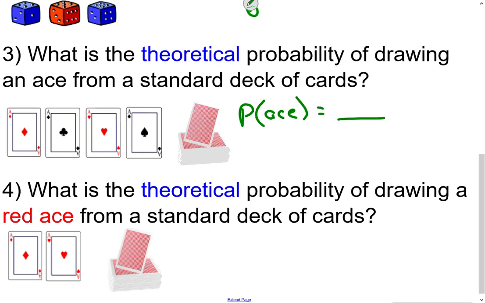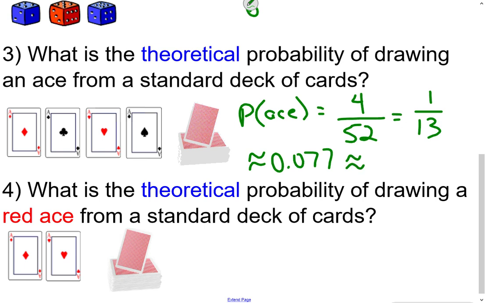Well, I see that there are 4 aces in the deck. Now this goes back to, do you know a little bit about a standard deck of cards? If you do, you know that there are 52 cards in a deck. Now if I simplify this fraction, 4 over 52, those are both divisible by 4. 4 divided by 4 is 1. 52 divided by 4 puts us at 13. So as a fraction, my probability is 1/13. If I wanted to turn that into a decimal, that's going to be approximately 0.077 rounded. And if I turn that into a percent, that's going to be approximately 7.7%. All right, now my next one.